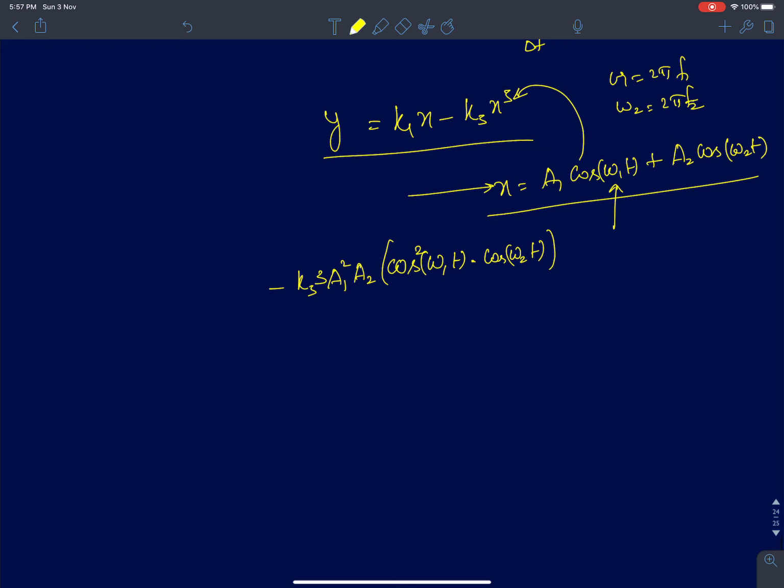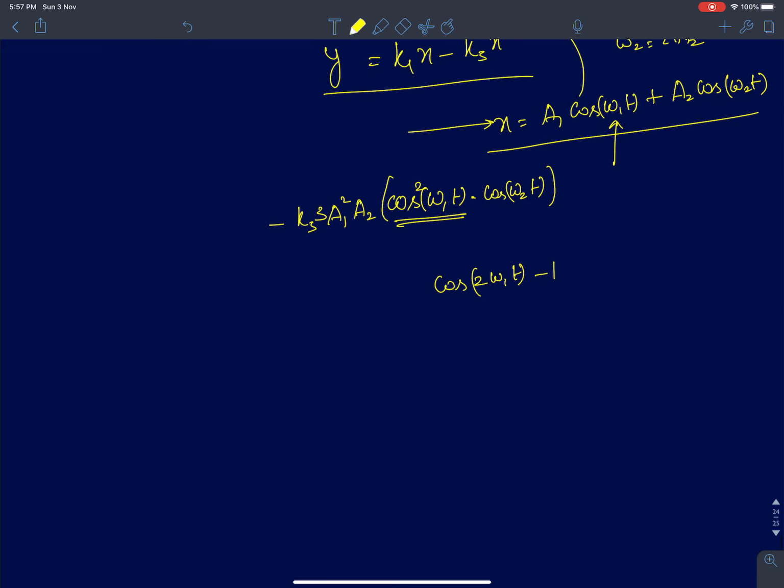Again, this can be written as cos of 2 omega 1t minus 1, into cos omega 2t. Now the product of these two can be written as omega 1 plus and minus, 2 omega 1 plus minus omega 2. So I'll get a term like this: k3 3 a1 square a2 by 2 into cos of 2 omega 1 minus omega 2.